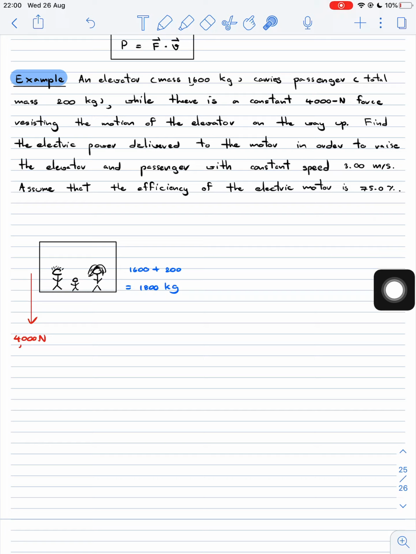Okay. So find the electric power delivered to the motor in order to raise the elevator and passenger with a constant speed of 3 meters per second. Assume that the efficiency of the electric motor is equal to 75%.